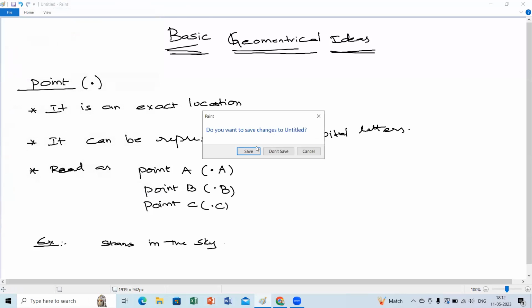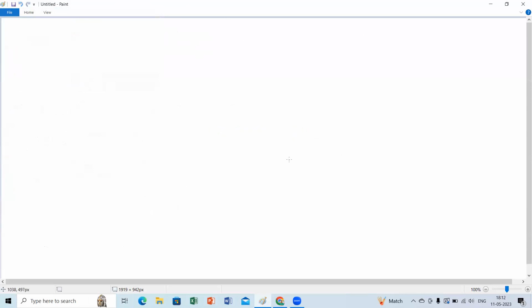Shall I clear? Yes, ma'am. Monish, can I? Yes, ma'am. Okay, fine. Right. Line segment. Come on, children. Next, second point, an important concept in this line segment.